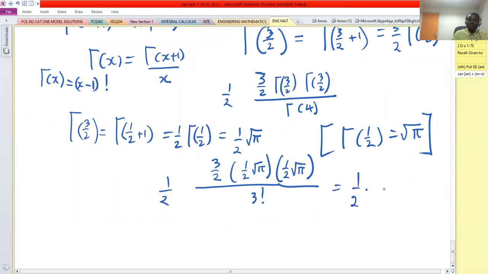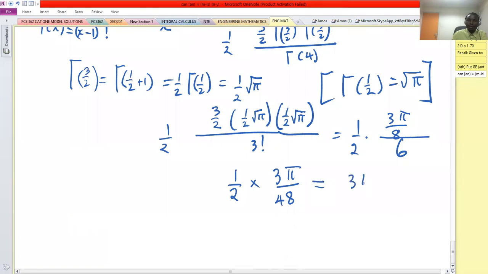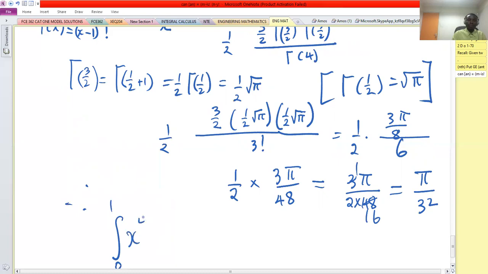And then this will be a half times 3 pi over 8, because this root pi and root pi gives us pi, and then 2 by 2 by 2 is 8, and then 6. So we'll have 1 over 2 times 3 pi over 48, which will be 3 pi over, so 2 times 48, so 3 into 96, that is 1 over 32. So this will give us pi over 32. So therefore, the integral from 0 to 1 of x power 4 square root of 1 minus x squared dx is given by pi over 32. So this is the final answer.